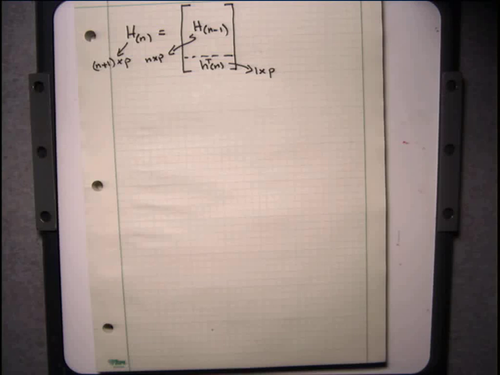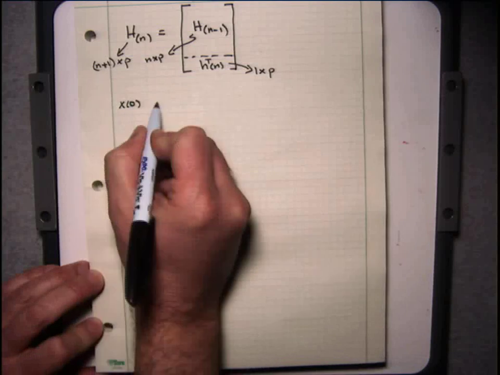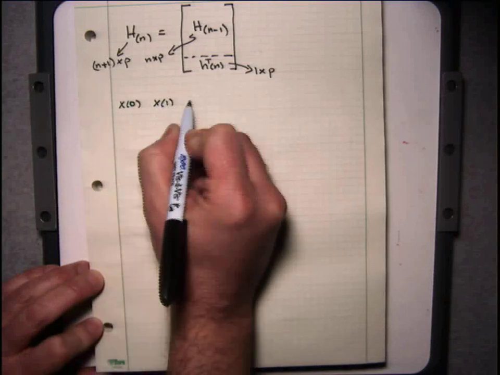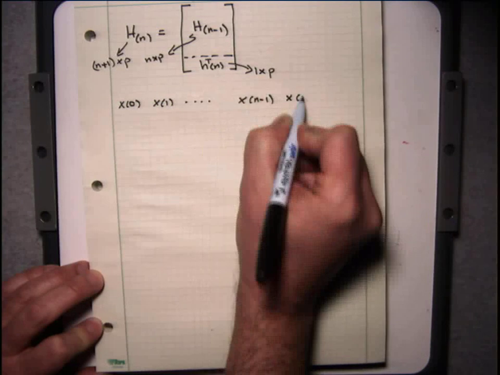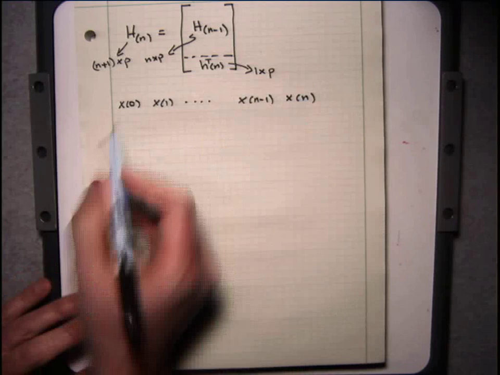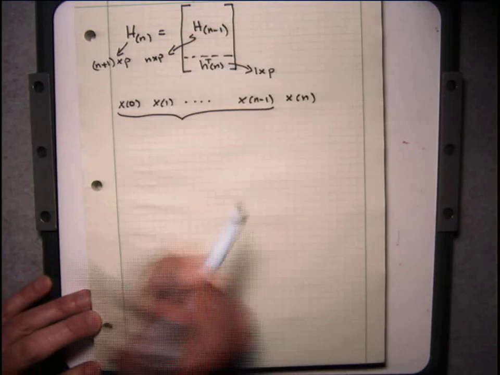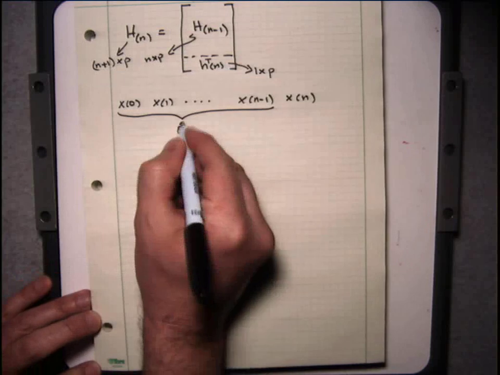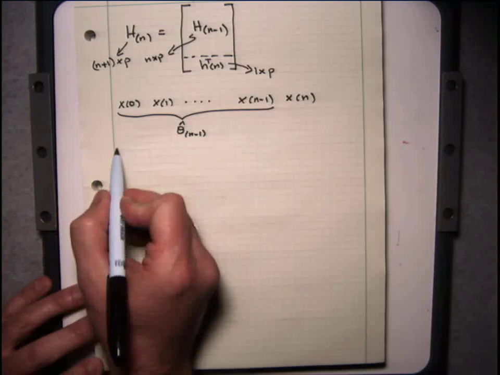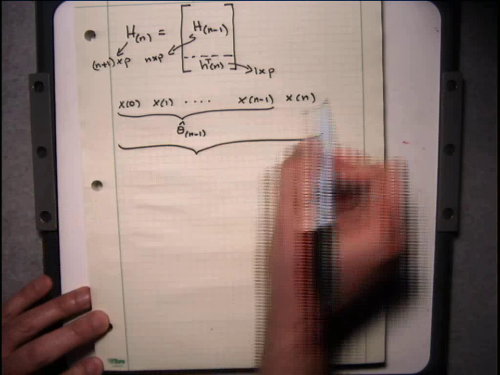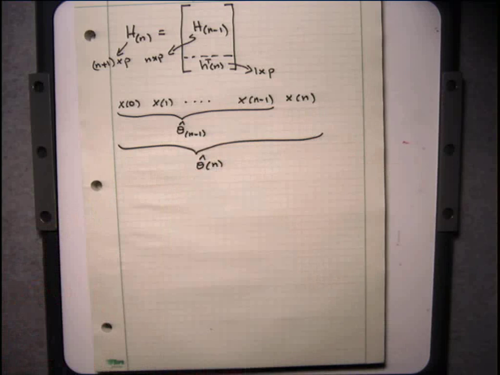So let's take a look at what we're doing with our data now. So let's write this data, x0 and so on, x n minus 1, xn. The idea here is that you're going to take these data, which correspond to H n minus 1, and from these you're going to produce an estimate, theta hat, indexed with n minus 1. And then you want to take the whole data, including this additional one, and compute a new estimate, theta hat n.